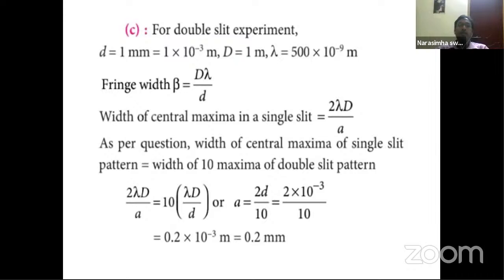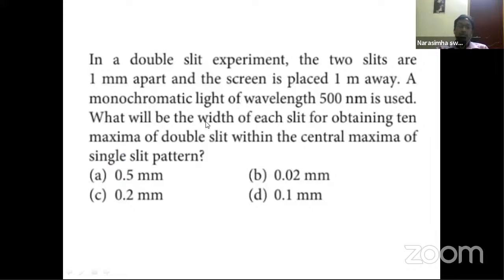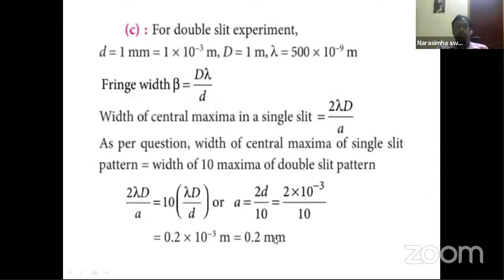The d value is given. How much is small d? 1 into 10 power minus 3. Okay, right. So you are getting 0.2 into 10 power minus 3 meters, that is 0.2 millimeters. So this is the aperture value or slit width, meaning the width of each slit. Slit width is what they are asking, so 0.2 mm is the answer.